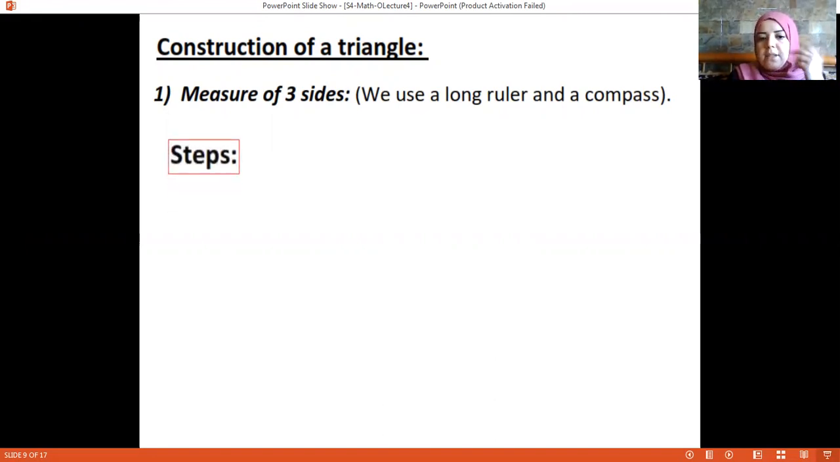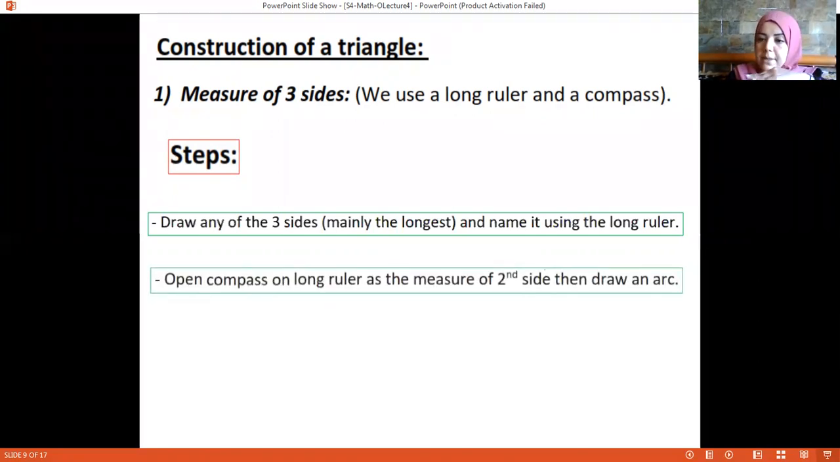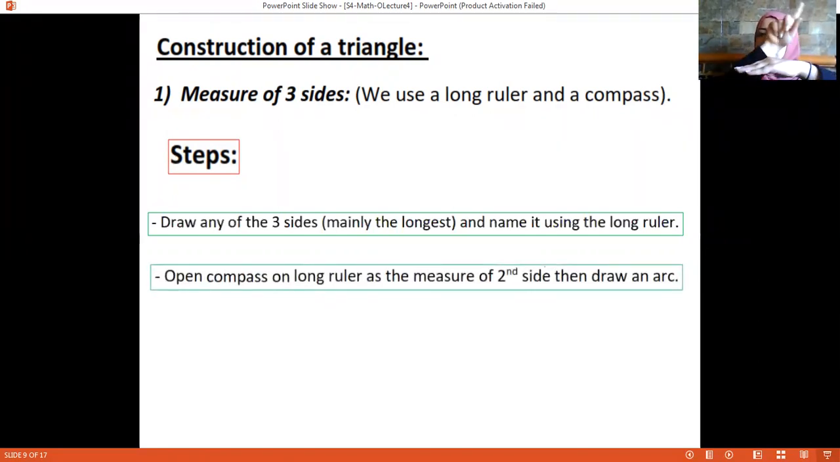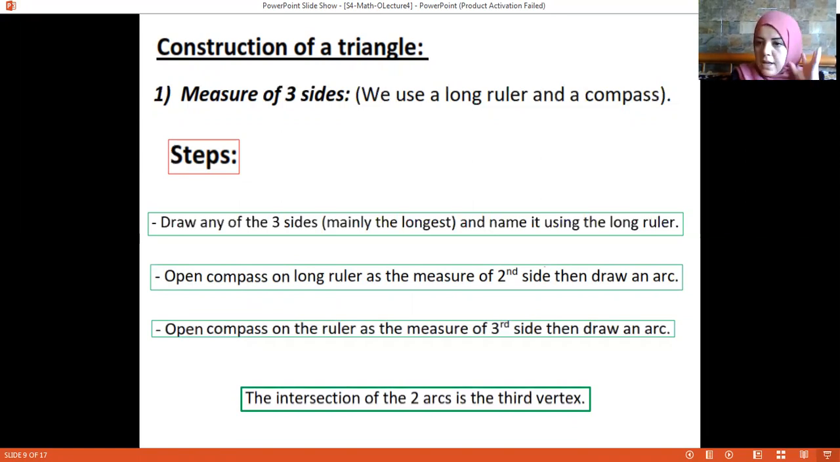What are the steps? First, you draw any of the three sides, but we mainly choose the longest one. Then we use a compass to draw an arc as much as I gave you. For example, if it's 5 centimeters, you open the compass 5 centimeters. And if the third one is 6 centimeters, you open the compass 6 centimeters and you draw another arc. And the point of intersection of those two arcs is the third vertex.